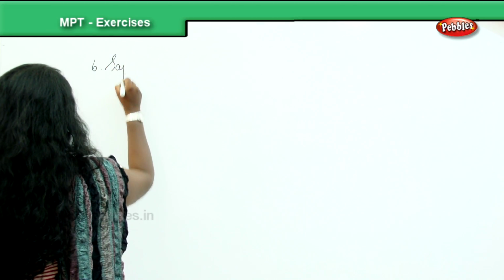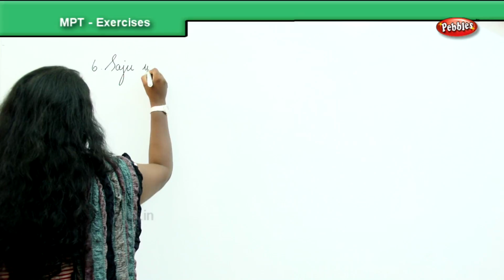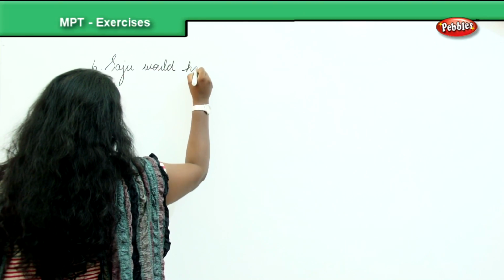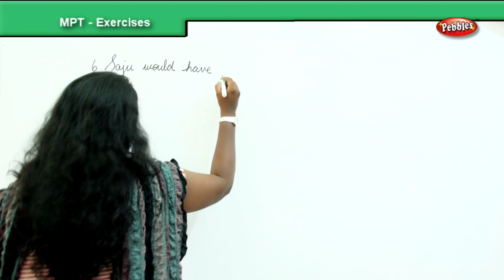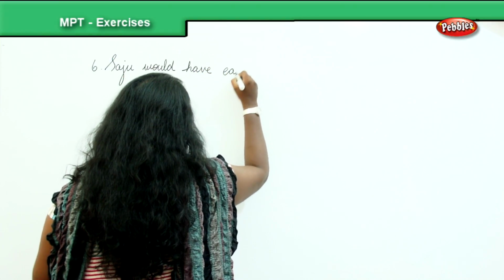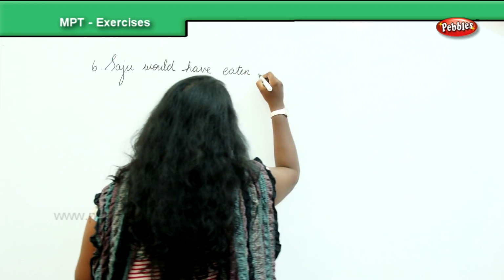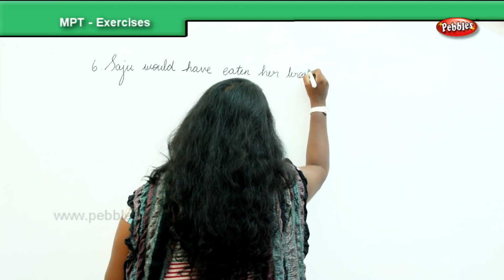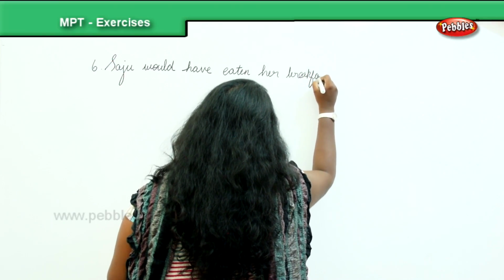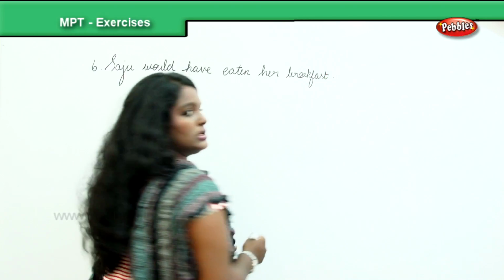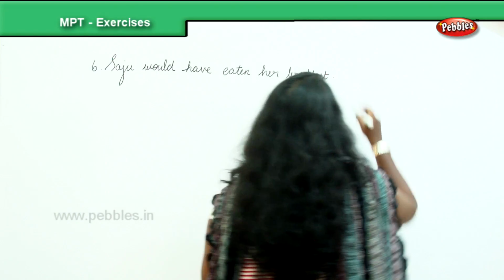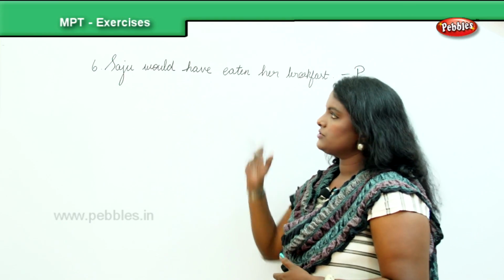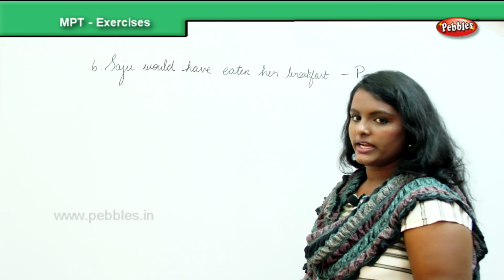Saju would have eaten her breakfast. What type of sentence is it? It is a positive sentence. Try to convert the sentence into the negative form.